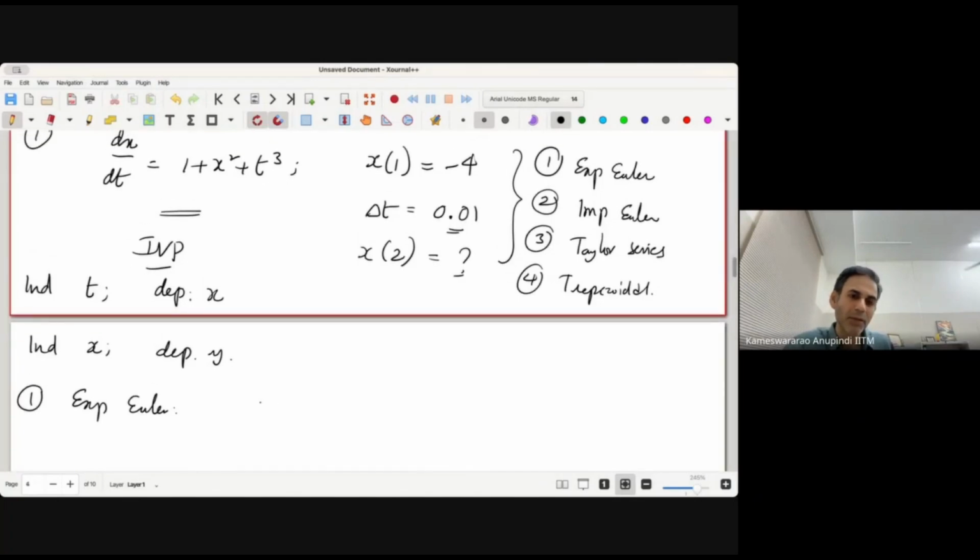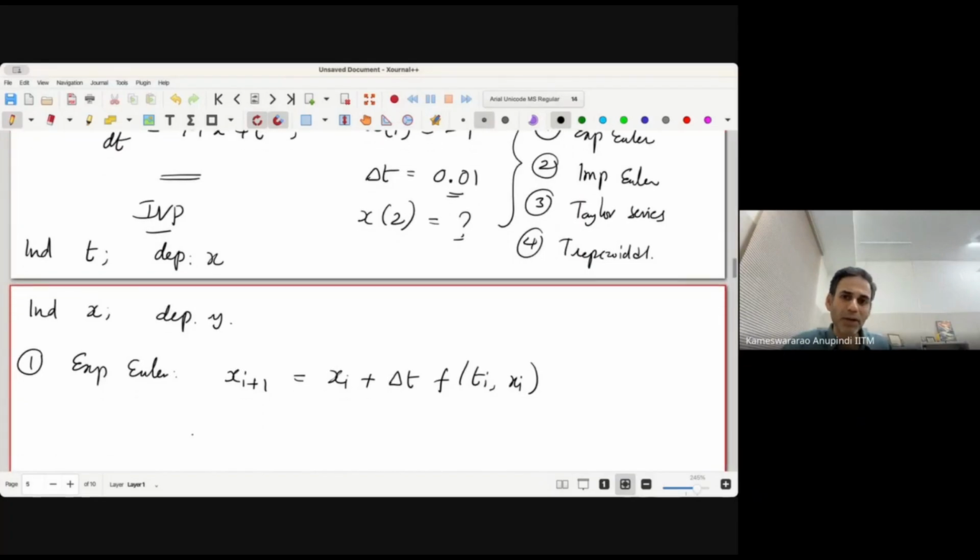In the explicit Euler method, we will calculate the new value of the dependent variable: x_{i+1} equals x_i plus delta t times f of x_i, t_i, or f of t_i, x_i. Explicit Euler is the easiest because you just have to substitute and then calculate.